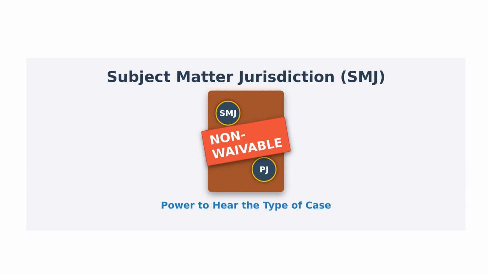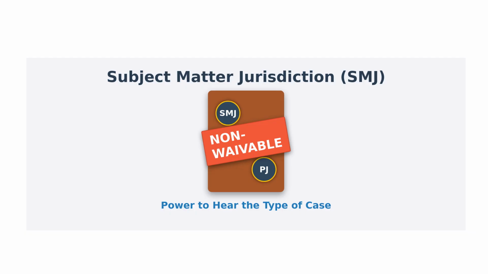We begin our study of federal court jurisdiction by focusing on subject matter jurisdiction, often abbreviated as SMJ. Subject matter jurisdiction is the fundamental power of a court to hear the specific type of case that has been brought before it. It answers the question, does this court have the authority to rule on this particular dispute?